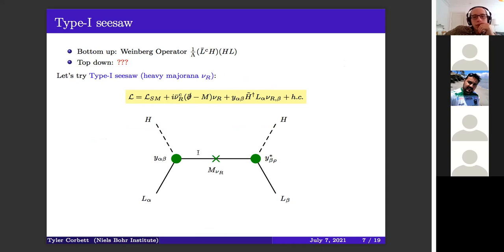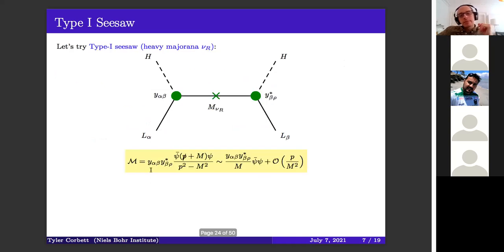You've got a mass insertion here, and you've got the Yukawa coupling here. I write down this diagram, I do the calculation, and I obtain this amplitude. So I've got the two Yukawa couplings. I've got an on-shell spinor here, an on-shell spinor here, and then I've got the propagator for a massive fermionic field. If I take this and I Taylor expand it in 1 over the heavy mass scale, I get this term, plus some corrections that go as the momentum divided by the mass squared.